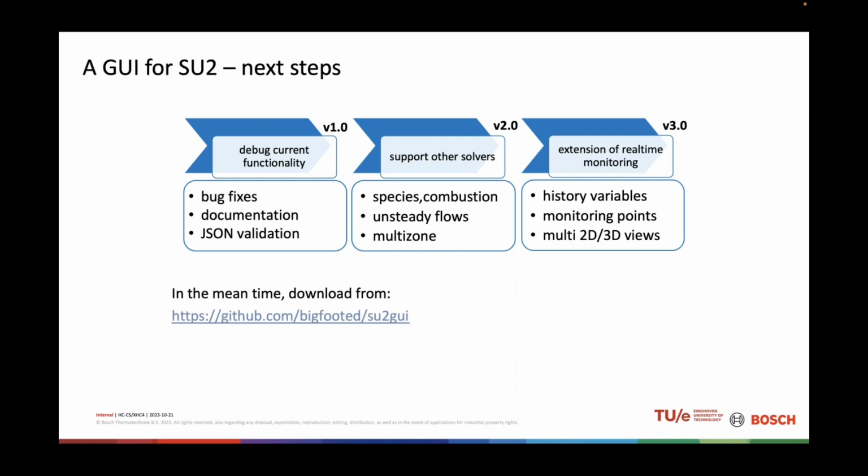So internally, we work with JSON. So the idea is to have a JSON validator coupled to this. And then once the main functionality is working properly, we can also add support for other solvers. So species transport, combustion, unsteady flows, multi-zone. It will be very easy then once the basics are there. And of course, some extension for real-time monitoring, like supporting all other information in the history variables, monitoring points, and multiple views in the viewing window.